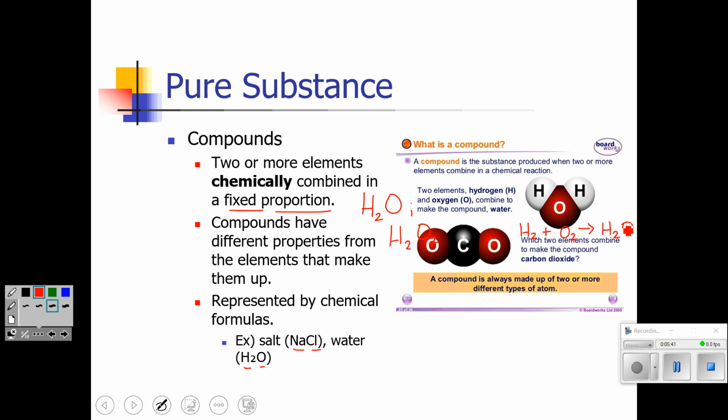Okay? Now, hydrogen is a flammable gas. It was in the Hindenburg. It's why the Hindenburg exploded. Oxygen is a flammable gas, but together they come together to make water, which is a liquid that's not flammable.